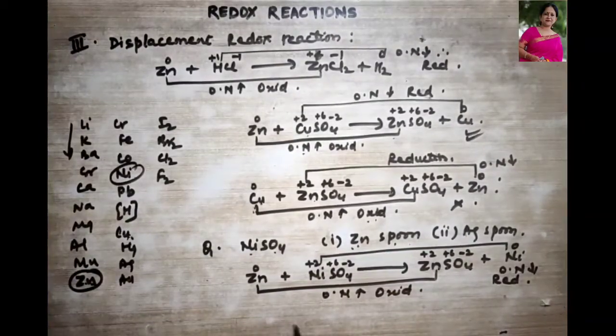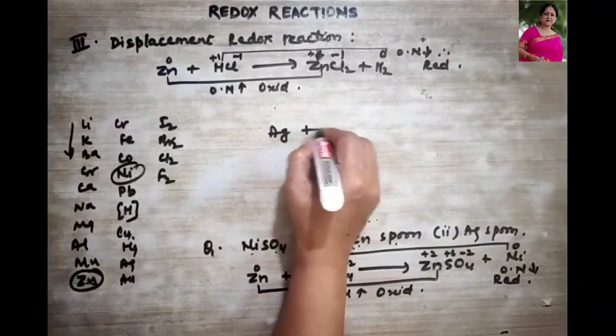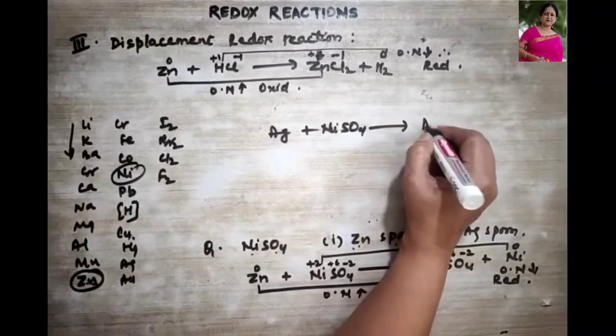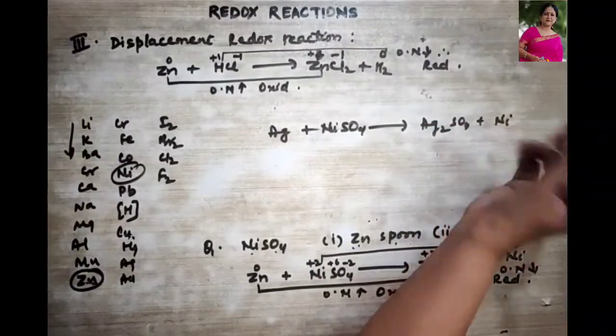Let's see for the silver one. So let me rub the above. So now let us talk about silver when it combines with nickel sulfate. It is going to give us Ag2SO4 plus nickel.